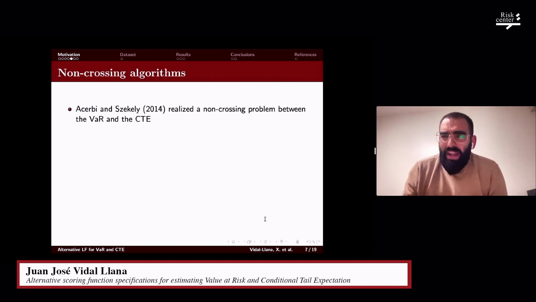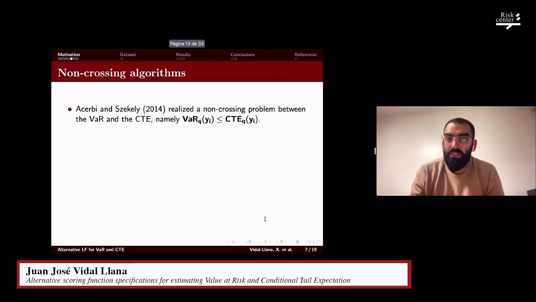There is another branch that I want to talk about: the non-crossing algorithms. Acevedo and Sekeli, in the paper that I was talking about before, realized that when they were calculating the value at risk and the CTE for the same quantile level, there were times that they were crossing, which makes no sense. Having a value at risk that is greater than a CTE for the right part of the tail makes no sense, right? But when we are using these scoring functions, we get this.